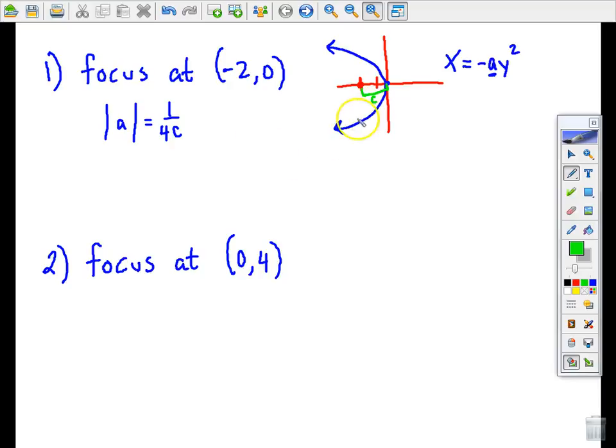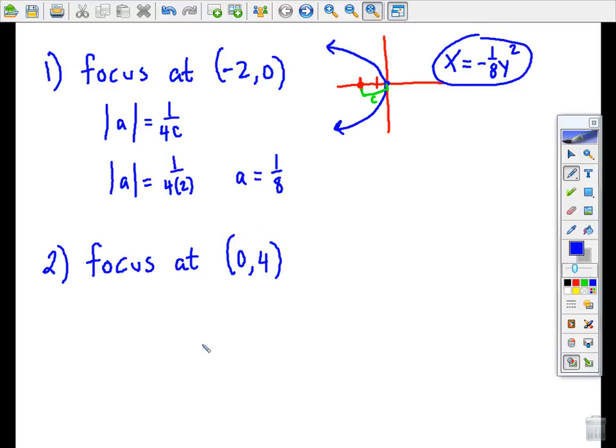Well, in this case, c is 2. You can obviously see that it's 2 units from the vertex to the focus. So the absolute value of a is going to be 1/4 times 2. And that means that a is going to be 1/8. All right, so to finish off my answer, I'm going to drop 1/8 in place of a in this equation. And my answer is x equals -1/8 y squared. All right, that's the answer for number 1.